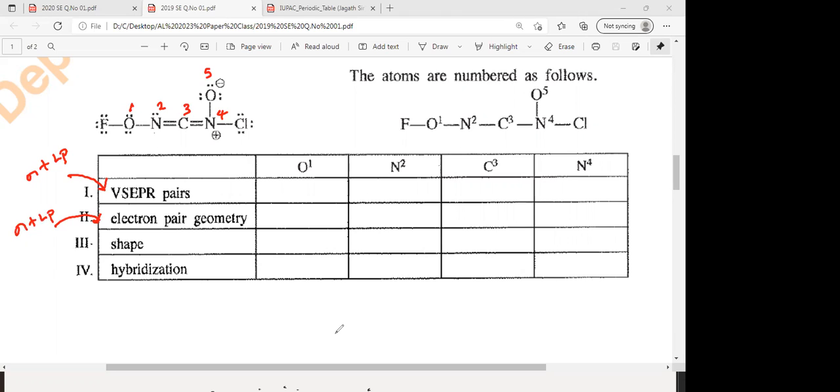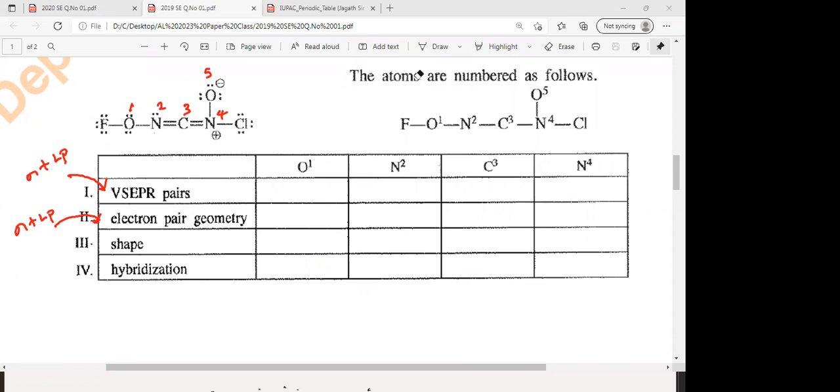Right, now for VSEPR pairs, if you take oxygen, you can post the answer on chat for this part. You better draw oxygen and put all of these answers for oxygen. Put commas and write oxygen, everything vertically down, and post the answer on chat. You can put commas. Oxygen equals what? This comma, this comma, this comma, like that. Then it's easy.